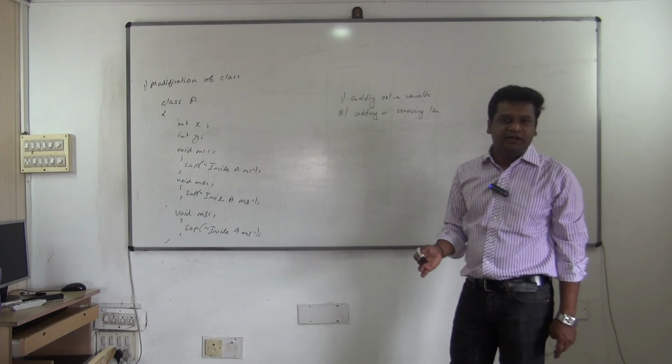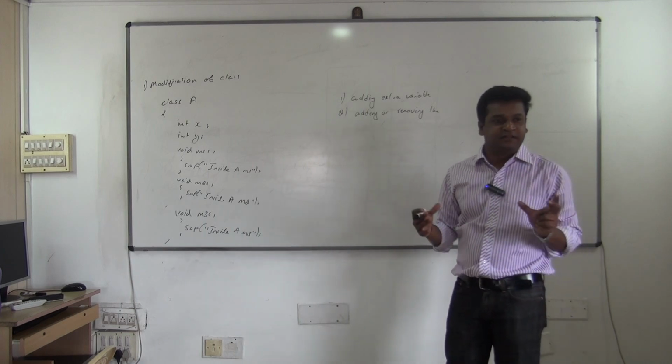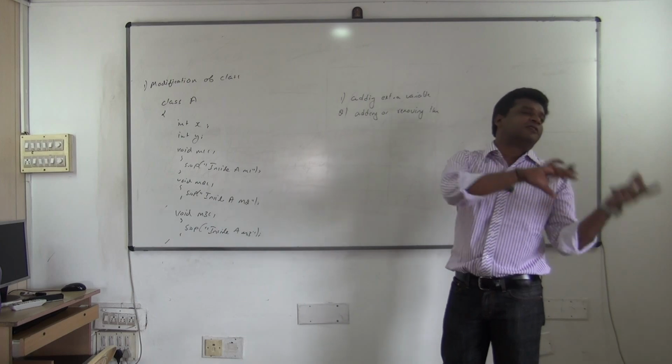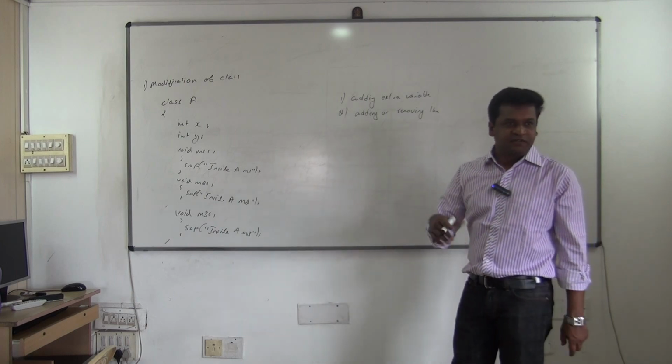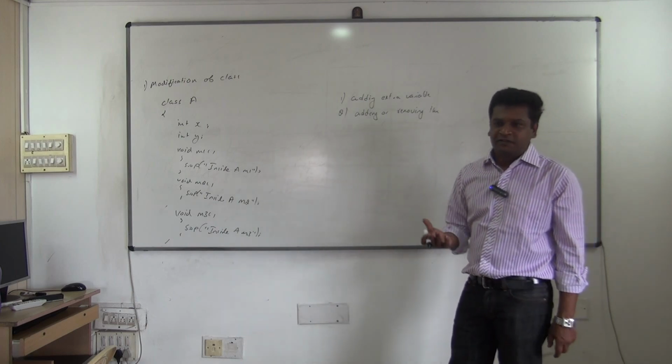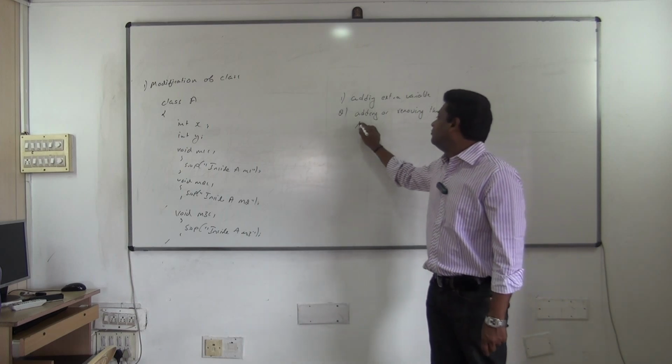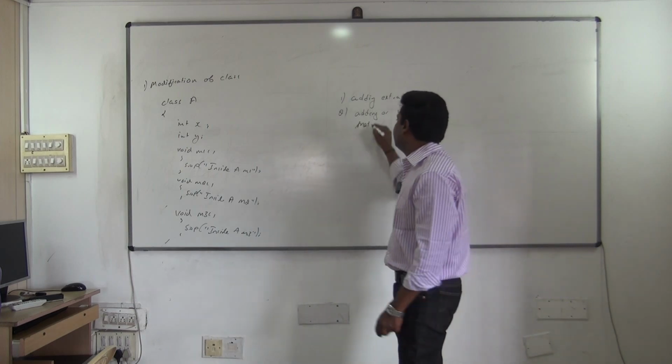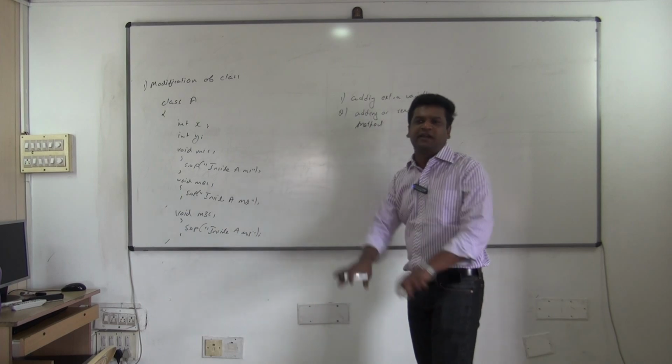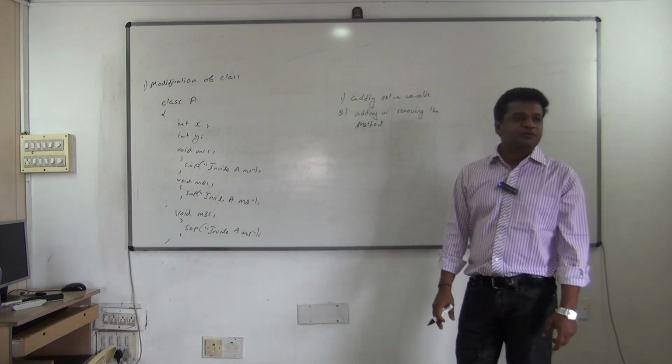Don't get the point clearly now. Removing the method means you will not remove the method. Instead of that functionality you want some other functionality to execute. Removing the method I'll write. Okay. Adding or removing the method. Adding a method, one extra method I'll add. M4. Removing means what?